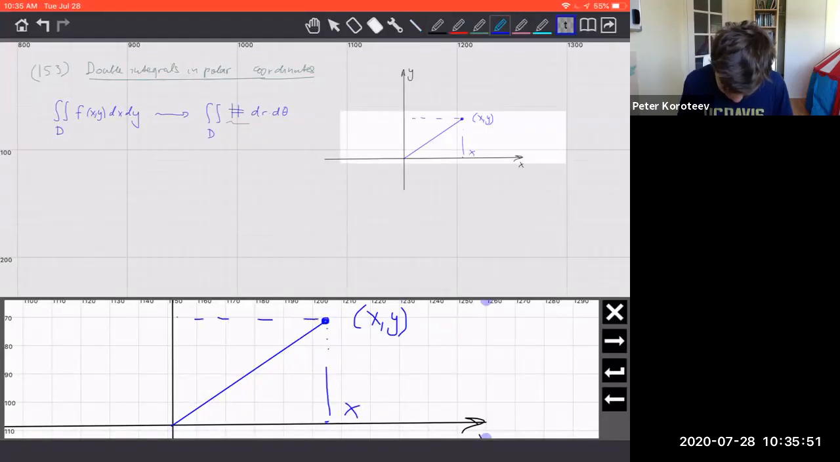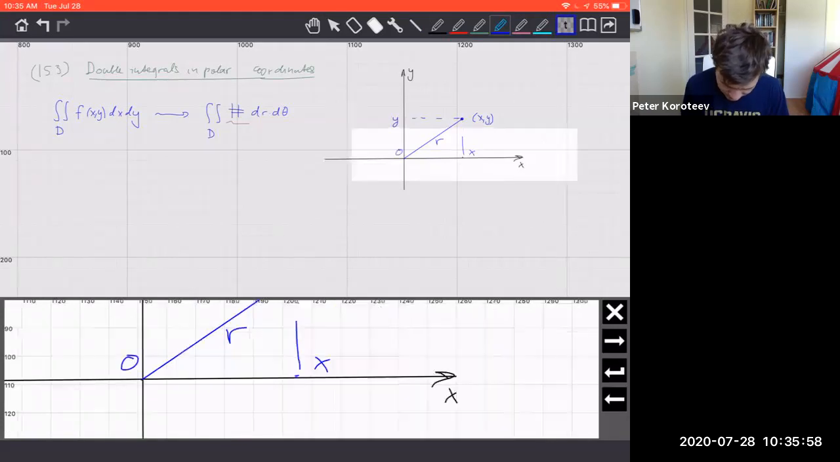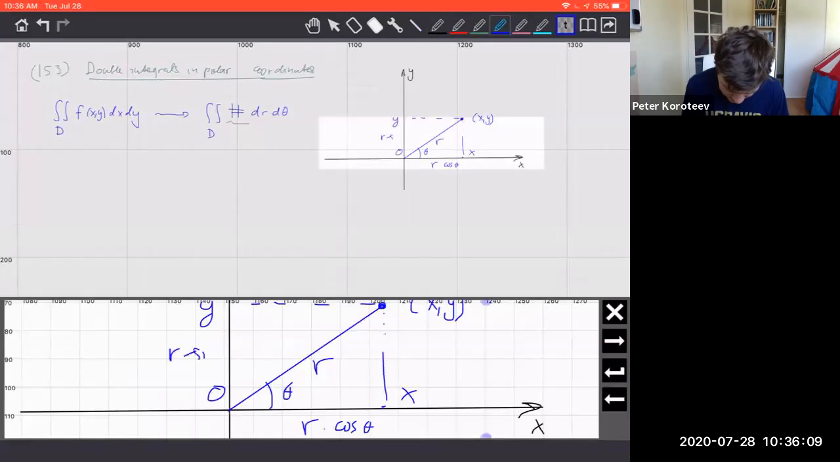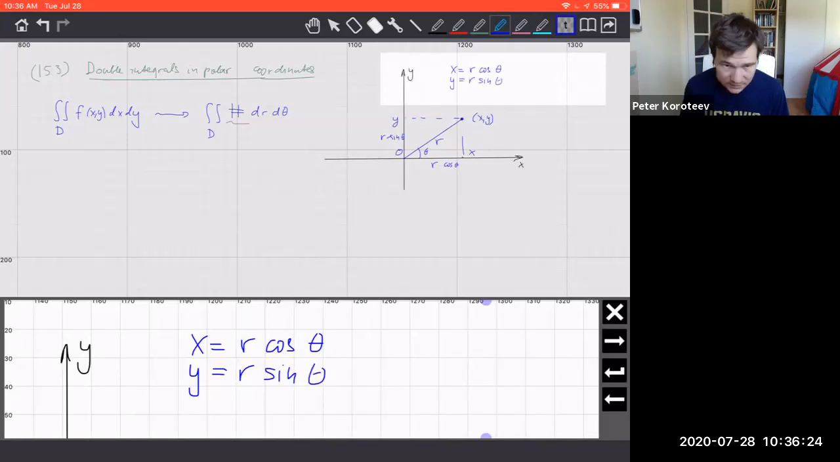with the coordinates x and y, then we can denote the distance from the origin to that point with r, and this distance will be r cosine theta, where theta is the polar angle, right? And then this distance is r sine theta. So the change of coordinates goes as x equals r cosine theta, y equals r sine theta. Well, now you can ask yourself, what would you do?